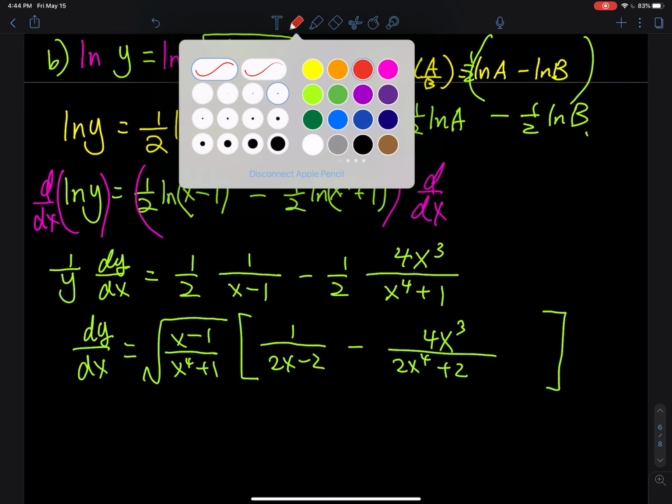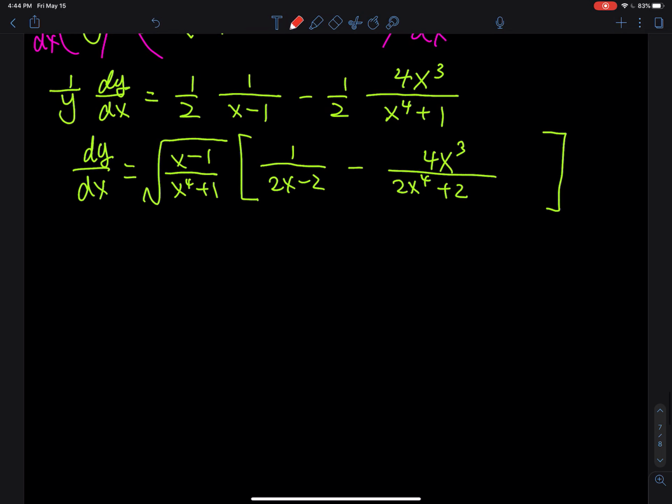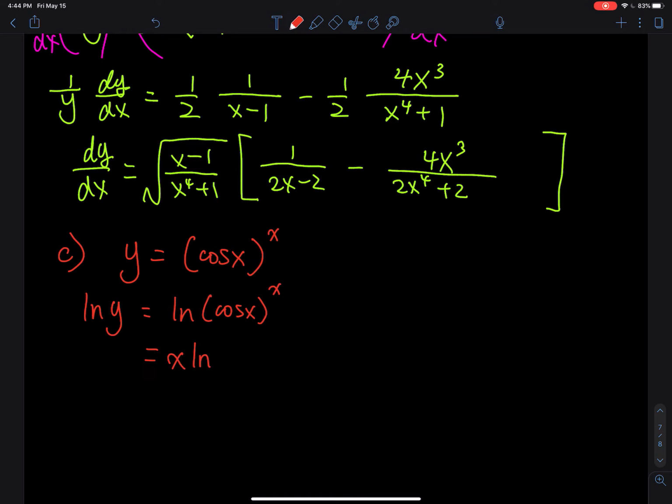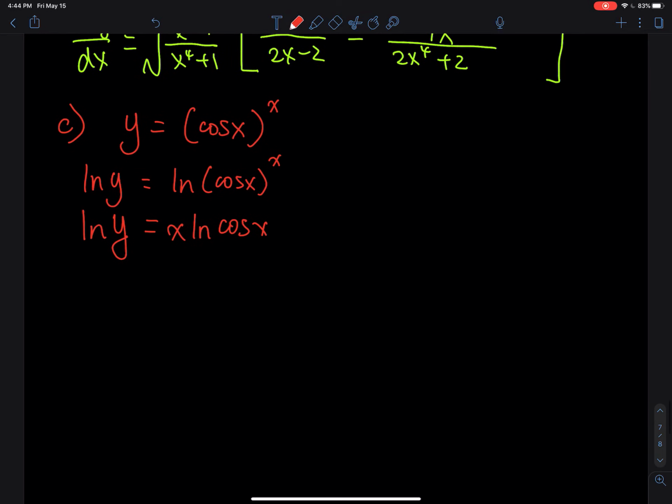C, let's use red. So in part C, we have y equals cosine x raised to the x. So the base has an x, the exponent has an x. This one we have to use logarithmic differentiation. First, we take ln on both sides. So ln y is equal to ln cosine x raised to the x, and then you can bring the x down, and then this is x ln cosine x, and then now we are ready to do the differentiation.